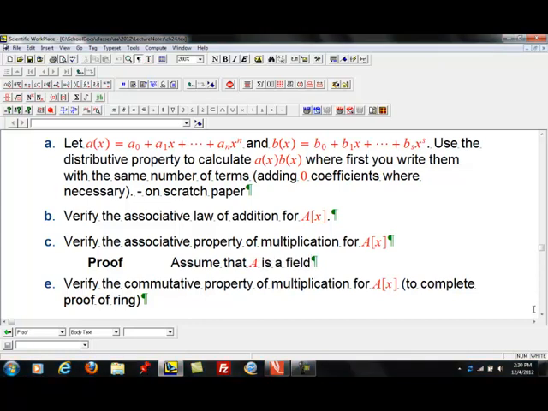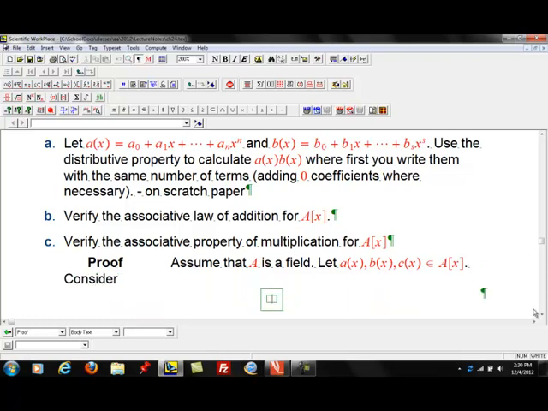Assume that A is a field, and we want to look at A of x. We need three polynomials, A of x, B of x, and C of x over our field. We have to look at the associative property. Associative property means we're moving the parentheses through. So let's consider this. We're going to have A of x times B of x and C of x inside our parentheses. We're going to actually show how to do that.